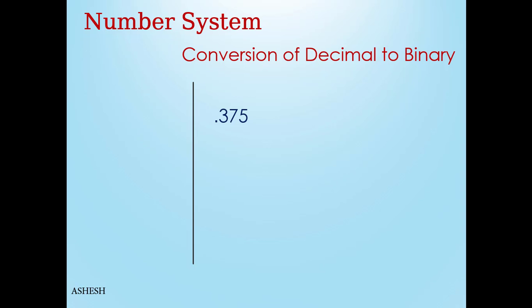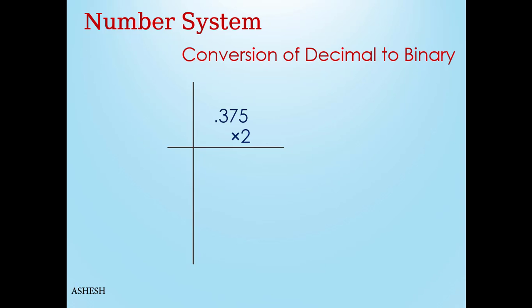So far we have seen integer decimal numbers to binary numbers. Now we'll learn how to convert a fractional decimal number to a binary number. Here our fractional decimal number is 0.375. Now if we want to convert a fractional decimal number to binary, then we must multiply 0.375 by 2.